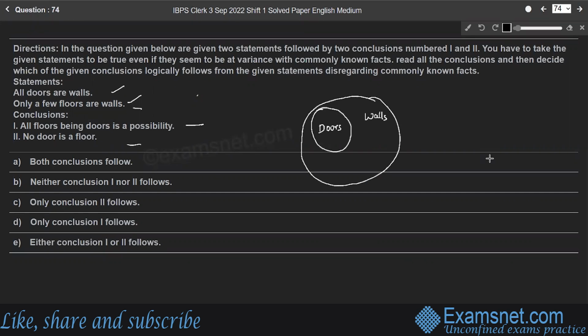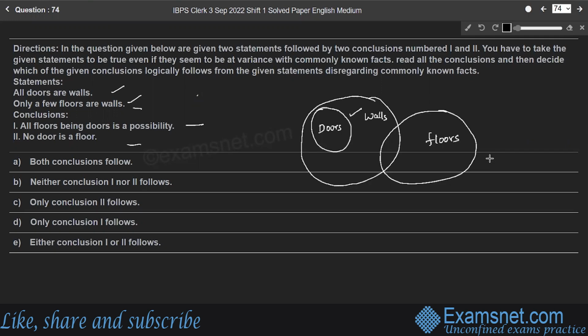Whereas the second statement, only a few floors are walls. That means there is a set of floors where few floors are walls. So the conclusion, all floors being doors is a possibility. So here, all doors are walls. So floors being doors is a possibility. So look at the diagram.